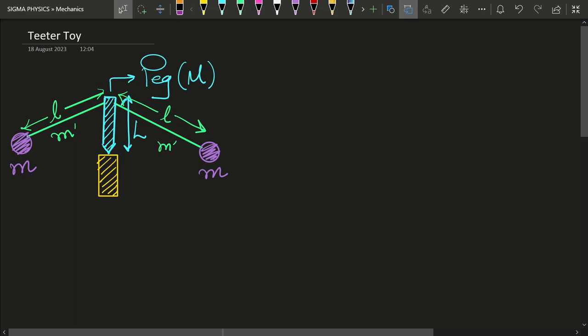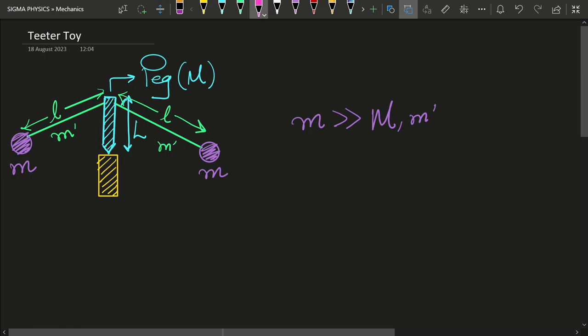Now I'm going to construct this Teeter toy in such a manner that small m is very much greater than capital M or M prime. That is, I'm going to make the spherical bodies' mass very much greater than the mass of the rod or the mass of the peg. And then I'm going to set this peg of the Teeter toy into oscillations.